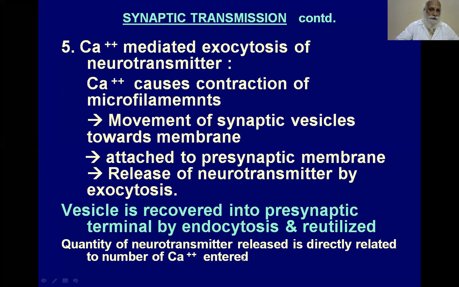The quantity of neurotransmitter released is directly related to the number of calcium ions that have entered. So the more calcium ions entering, the more neurotransmitter is released. The more neurotransmitter released, the greater the change in the postsynaptic potentials, whether excitatory or inhibitory.